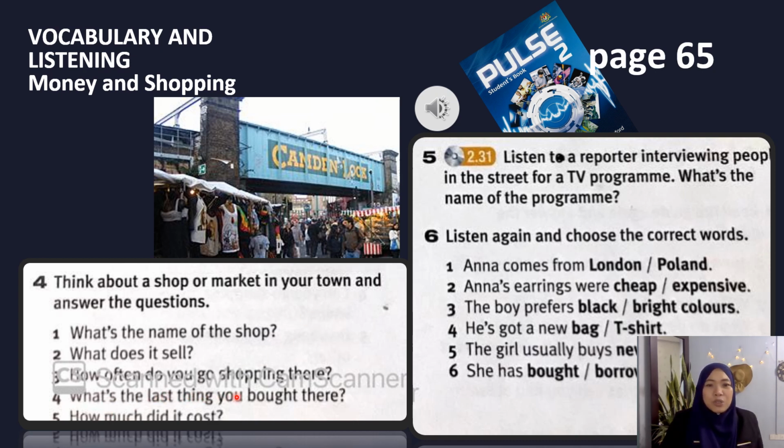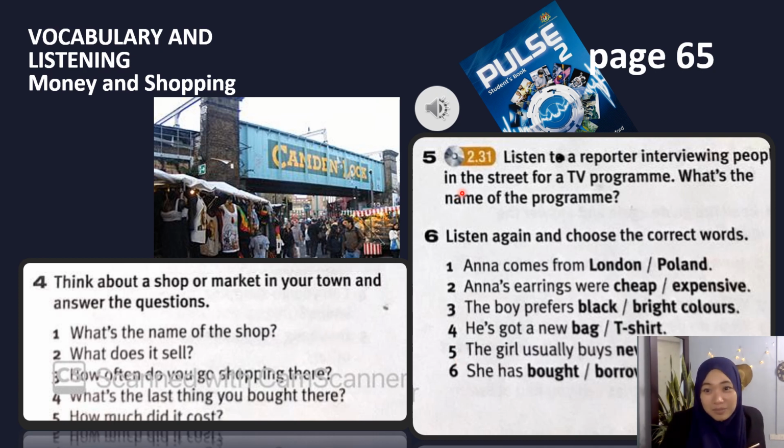How often do you go shopping there? Do you always go there? Once a week, twice a week, once a year? What was the last thing you bought there? So when was the last time you went there? What did you buy? And how much does it cost? Is it cheap compared to normal items you buy? The new one that you buy, is it cheap? Okay, that's the comparison that you need to do.